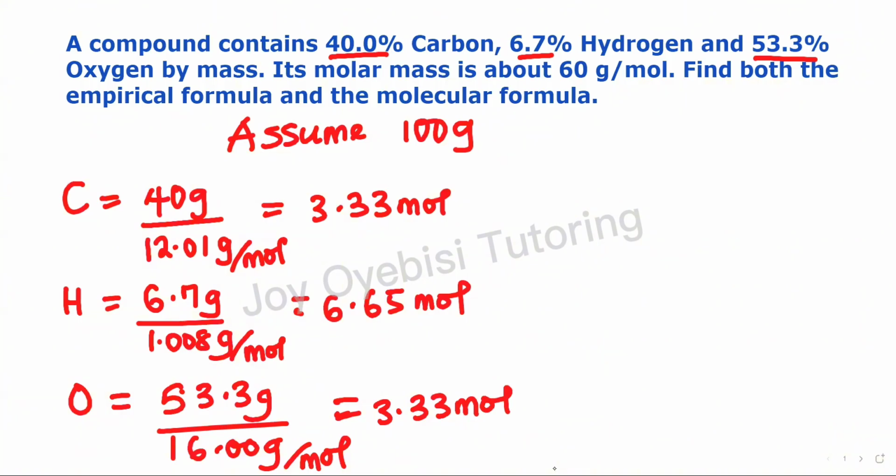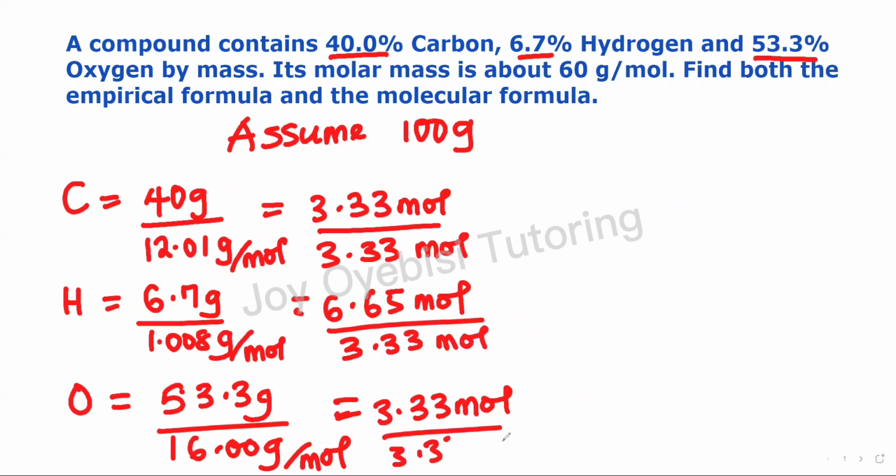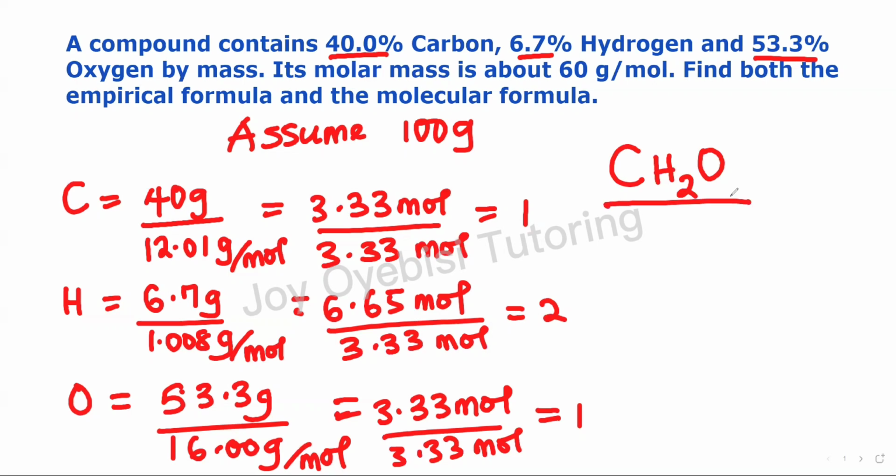Now the second step would be to divide all the moles by the smallest mole, which happens to be the 3.33. So we go ahead and divide each one by 3.33 moles. Okay, and that is it. So the first one gives us 1, the second one gives us 2, the third one gives us 1 as well. And that simply means that we have 1 carbon, 2 hydrogens, H2, and 1 oxygen. And that is our empirical formula.